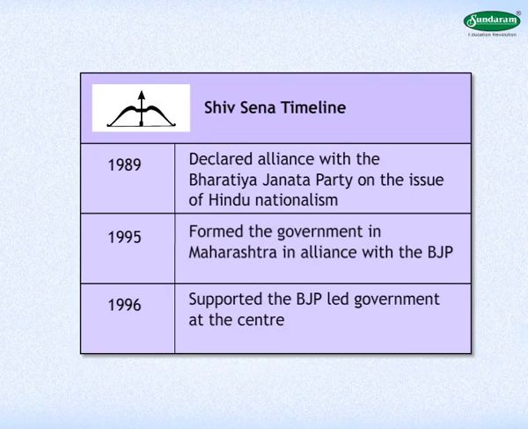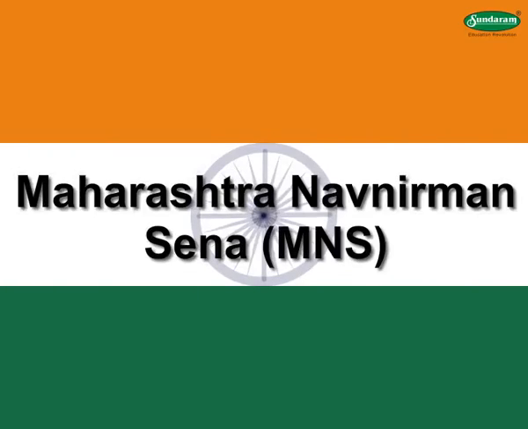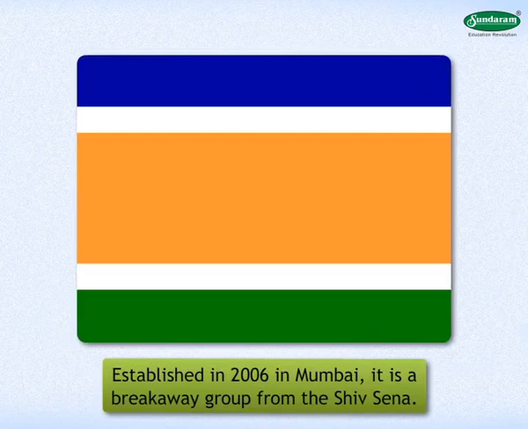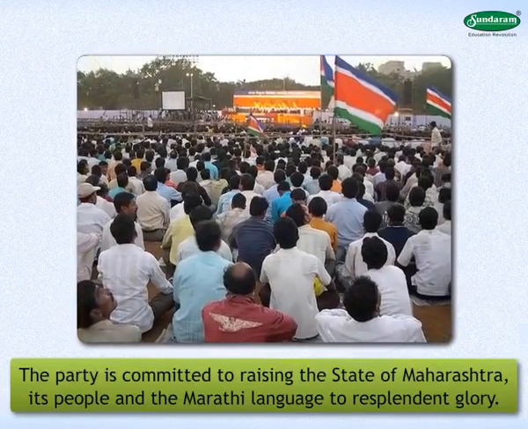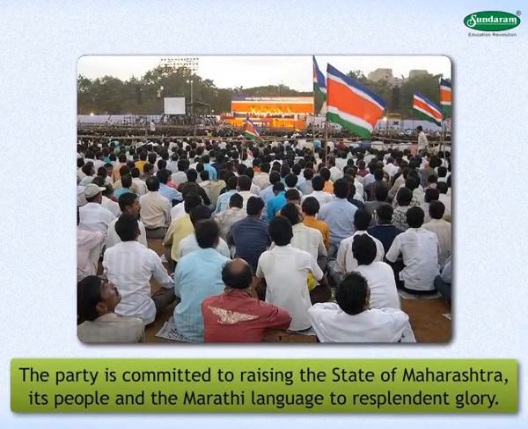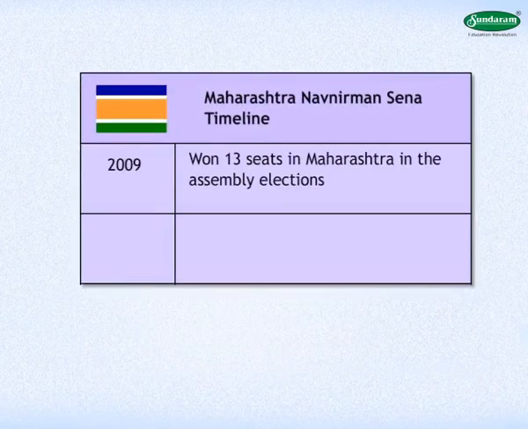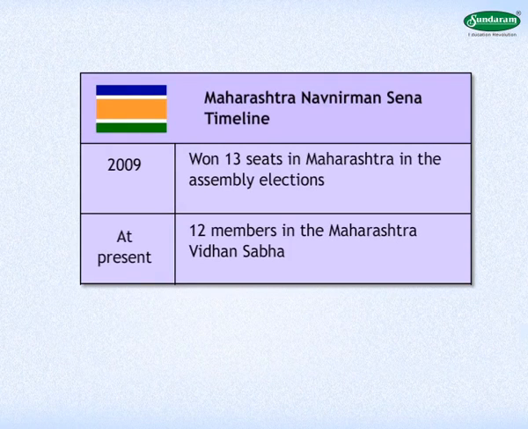Shiv Sena also supported the BJP-led government at the centre in 1996. Another important party in Maharashtra is the Maharashtra Navnirman Sena. Established in 2006 in Mumbai, it is a breakaway group from the Shiv Sena. The party is committed to raising the state of Maharashtra, its people and the Marathi language to resplendent glory. MNS won 13 seats in Maharashtra in the 2009 Assembly elections. As of now, there are 12 members of the party in the Maharashtra Vidhan Sabha.